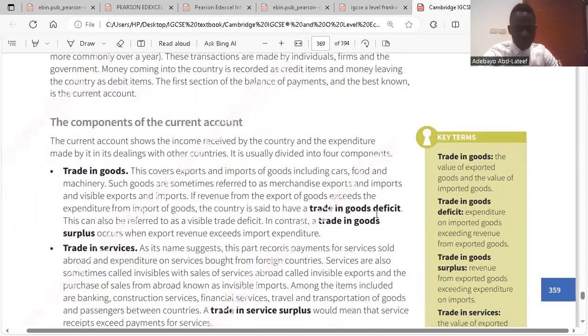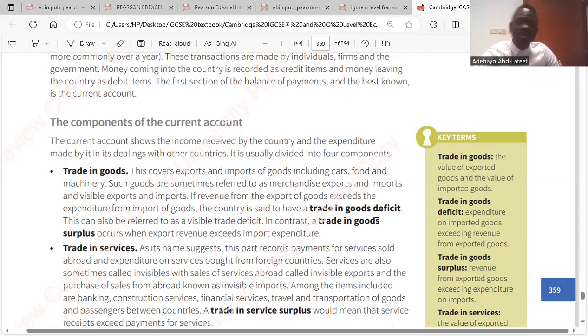So for the current account, they said the current account shows the income received by the country and the expenditure made by it in its dealing with other countries. So as soon as you do exports, you receive income, money comes in, right? So you record it in the credit side. Then we talk about our expenses, our importation now, what we buy from other countries, from foreign customers, or from foreign businesses, or from foreign governments. We record it also on the debit side.